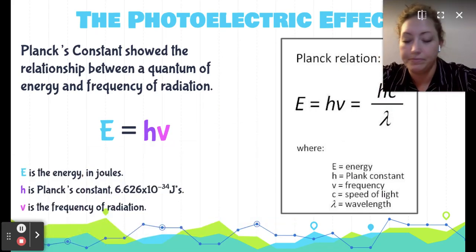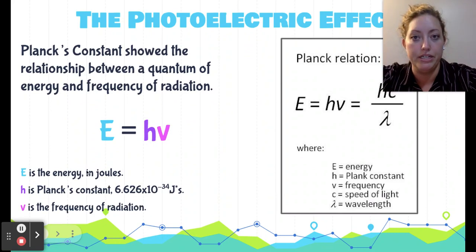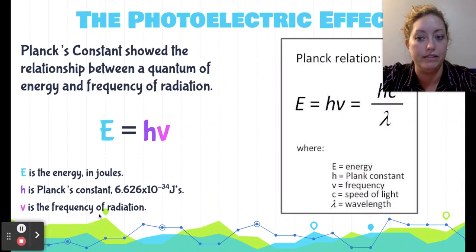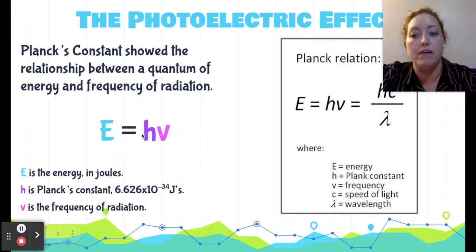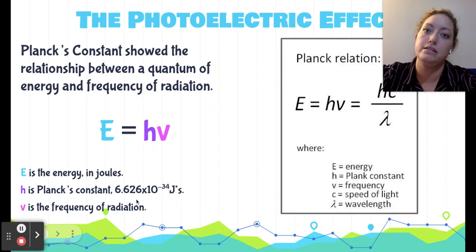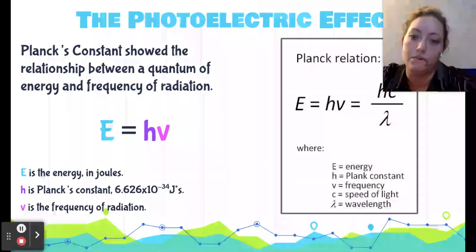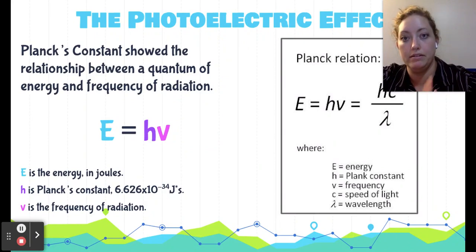Okay, so here we have E, which is energy in joules. Joules is just a unit for energy. H is Planck's constant. He figured out that if you multiply the frequency of light or radiation by this constant, every single time it's going to tell you how much energy is being released or absorbed. This is his constant. You don't need to memorize it, but be aware that it exists. If you see a lowercase h, it is Planck's constant. It's 6.626 times 10 to the negative 34th joule seconds.